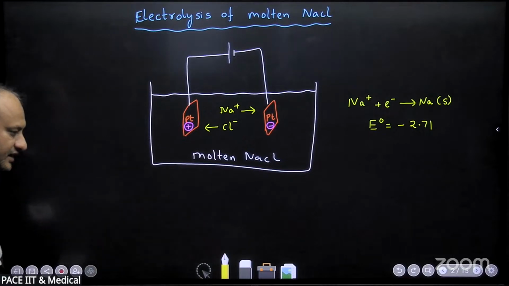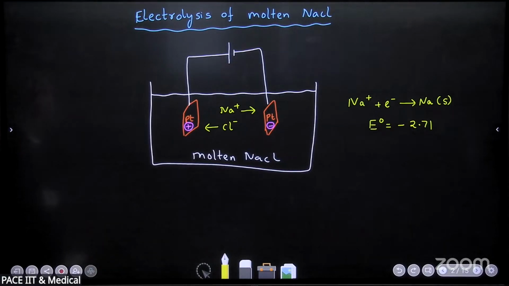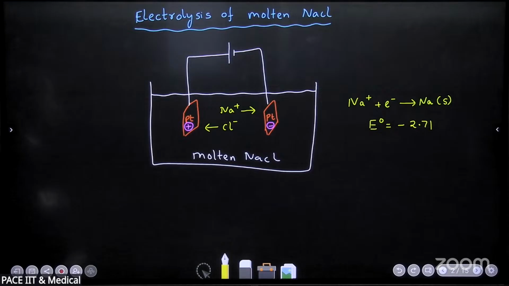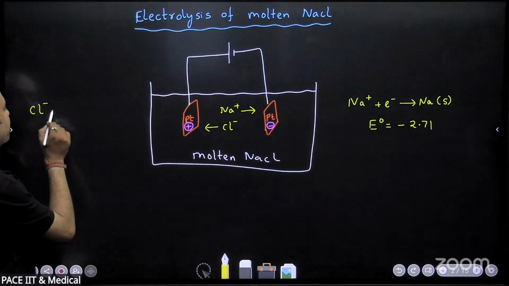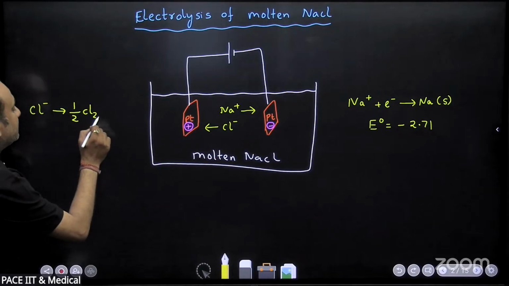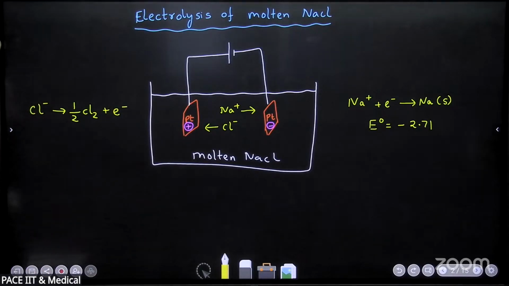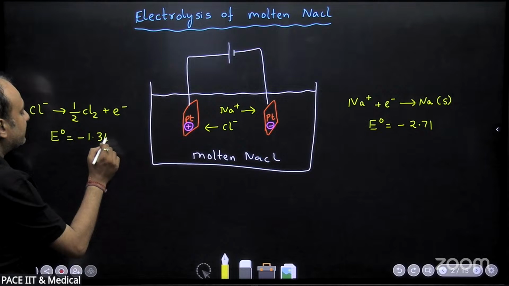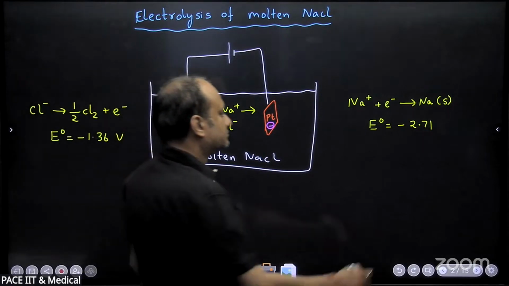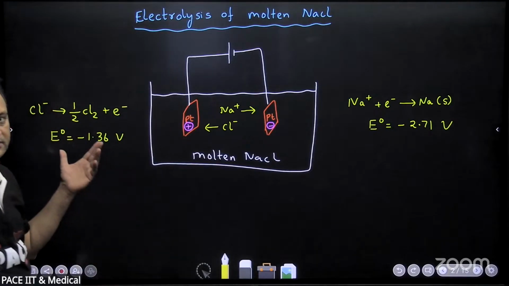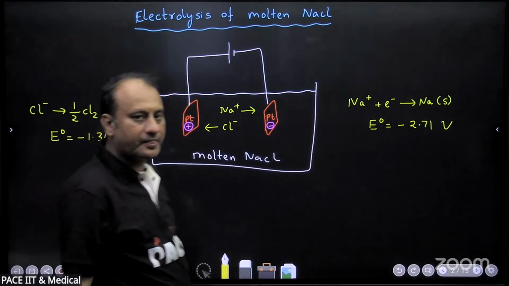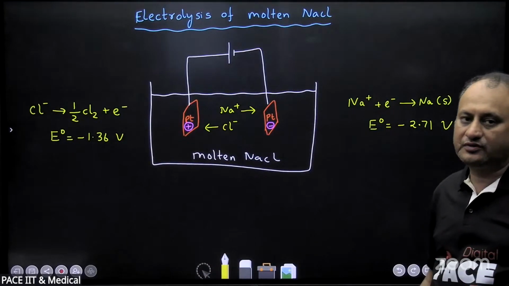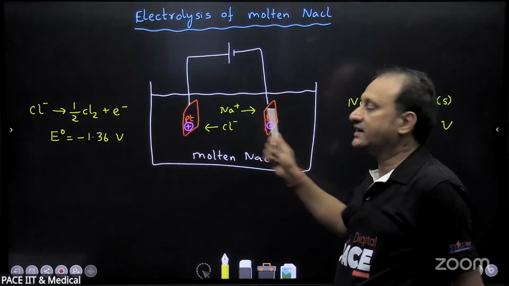And similarly on the other side, chloride ions will reach this plate. This plate is positively charged, so it has a deficiency of electrons. To make the circuit complete, chloride ions will have to undergo this reaction: Cl- goes to half Cl2 plus 1 electron. And E naught of this reaction is minus 1.36. This is also negative, again indicating it is non-spontaneous. So if this electrolytic cell has to work, the EMF of the battery should be greater than this total value.